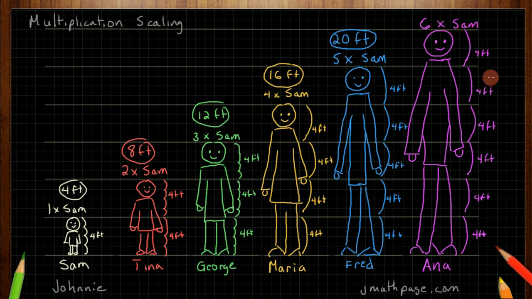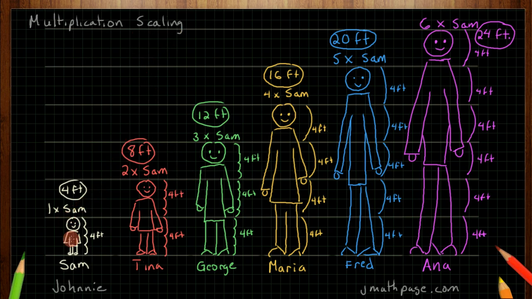How tall is that? Well, we have 4, and 4 is 8, 8 and 4 is 12, 12 and 4 is 16, 16 and 4 is 20, 20 and 4, that's 24 feet tall. So Anna is 24 feet tall. That is by far the grandest. So Sam was 4 feet tall, Tina 8 feet, George 12 feet, Maria 16 feet, Fred 20 feet, and Anna 24 feet tall.